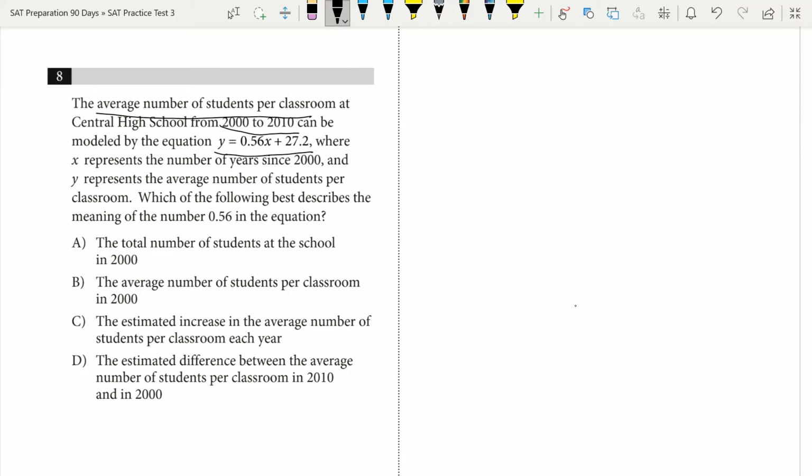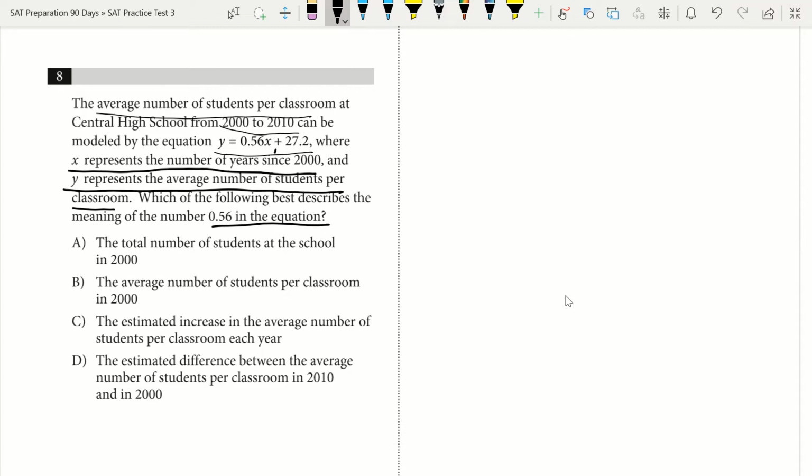I'm going to switch back to my thicker pen as well real quick. All right, so there we go. Where x, we're given a variable, we underline it, represents the number of years since 2000, and y represents the average number of students per classroom. Which of the following best describes the meaning of 0.56 in the context?